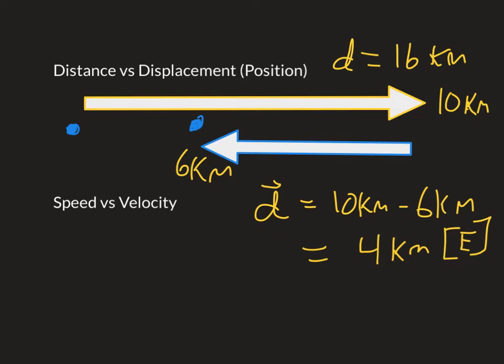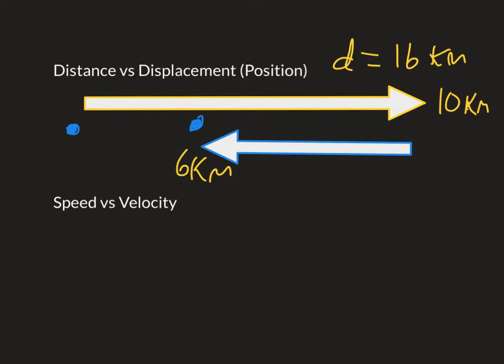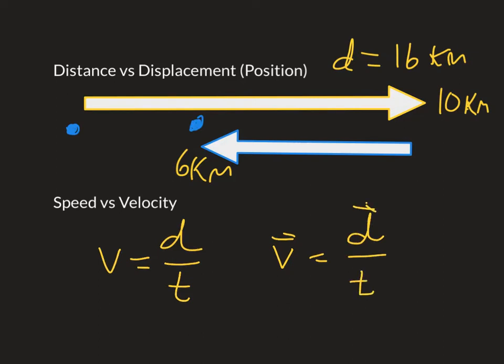Okay, so then let's talk. I'm just going to clear this out of here so I have a little bit more room. There we go. So let's talk about then the difference between speed and velocity. We know that our formula for speed that we were using last week is v equals d over t. Our formula for velocity is exactly the same with one slight difference, which is that our velocity is equal to our displacement divided by time.